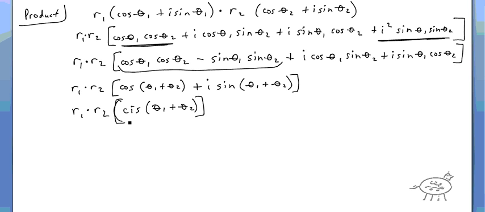So just to summarize this, if you are multiplying these together, you multiply the r's together and you add the angles together. Okay? So that's kind of nice. That's the product theorem. Alright, so let's do the quotient theorem.